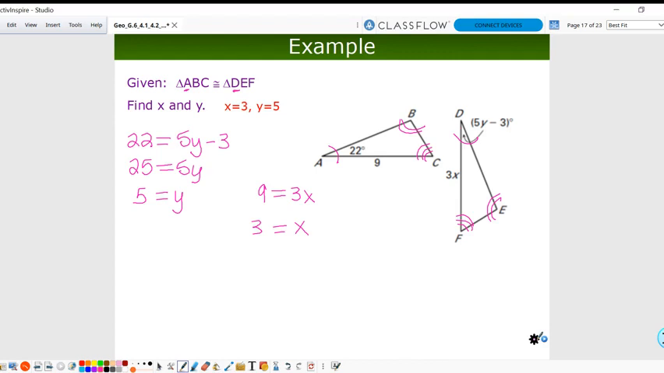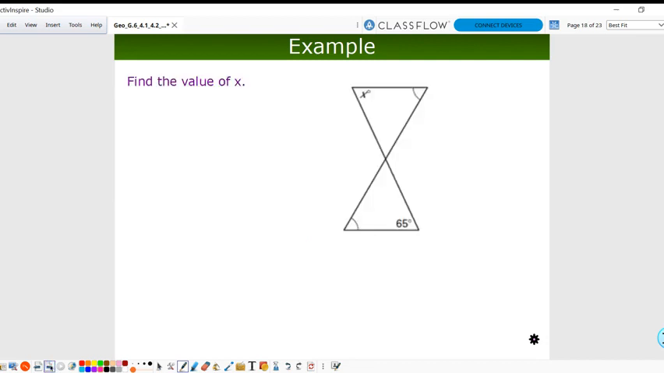And we started off just simply by looking at the way they named the triangles. Then I can identify the parts because we don't know anything about these angles. These images are not drawn to scale, so you have to use the information given.